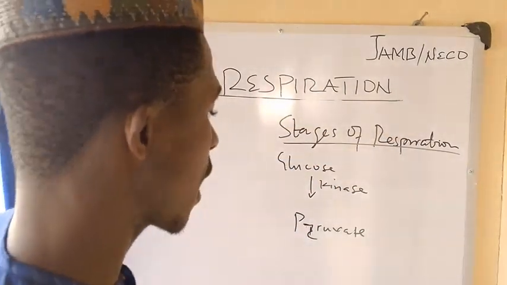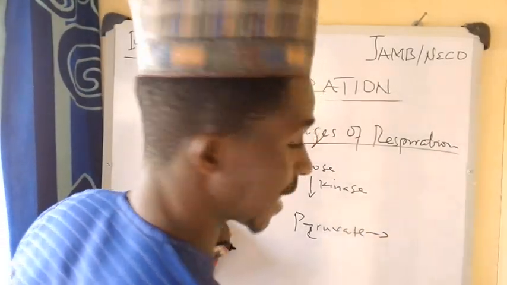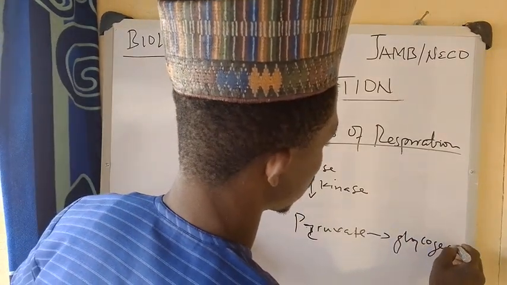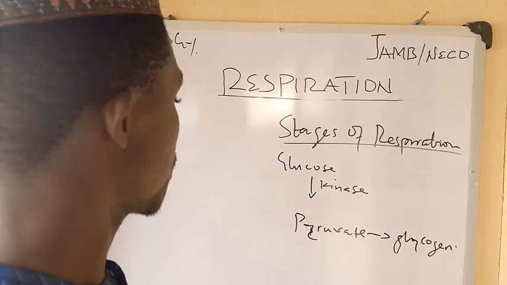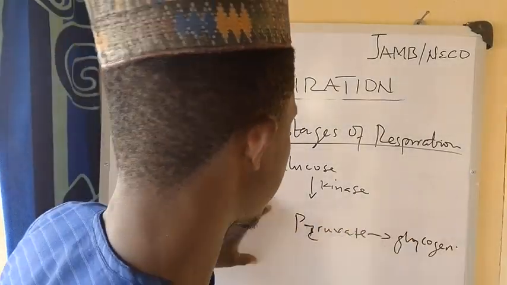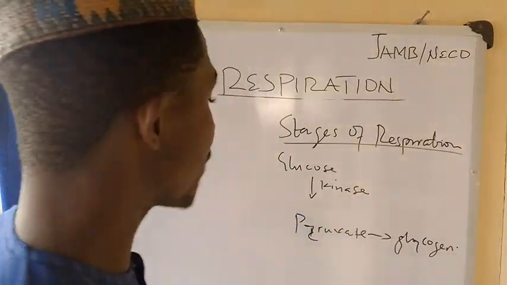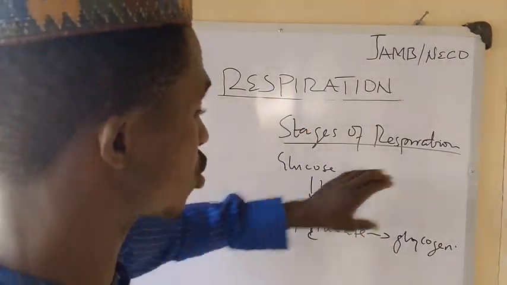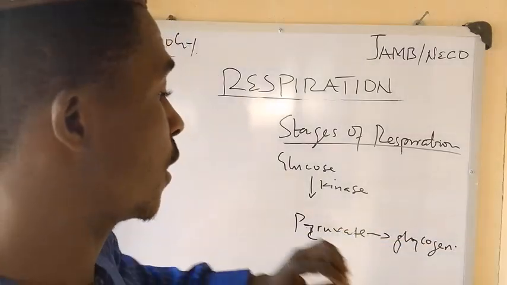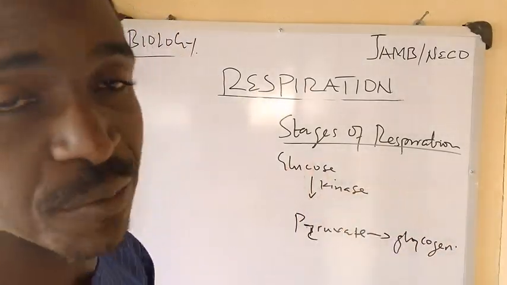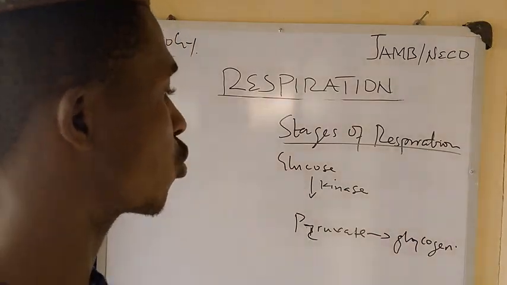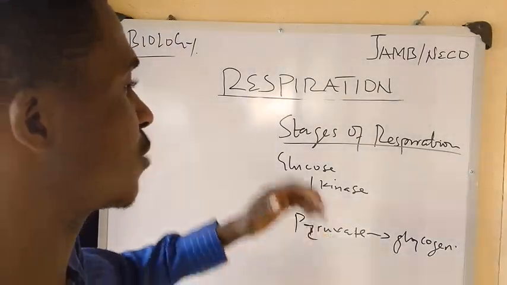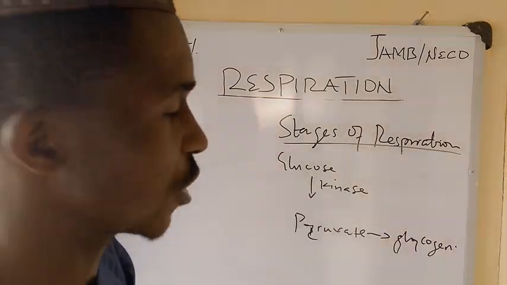So that's what you mean by the internal stage of respiration. And it is this pyruvate that, when it gathers in the blood, will be converted to glycogen. This glycogen is a storage sugar in the blood. So by the time your insulin is not able to convert the excess sugar in your blood into glycogen, that's what results in diabetes mellitus. We are also going to look at that in detail. But for today's class, you are just meant to understand the stages of respiration.